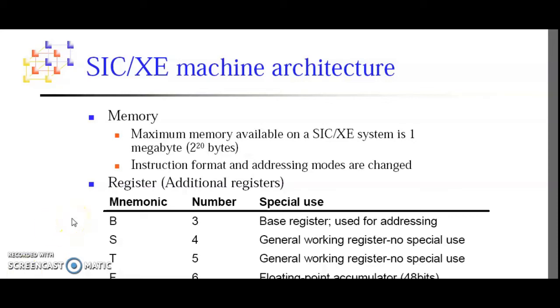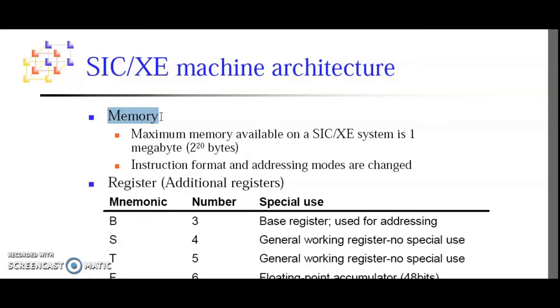Today in this class we will be dealing with the architecture of SIC machine as well as its programming concepts. When we dealt with SIC machine, we studied memory, registers, instruction types, addressing modes, etc. Similarly, in this also we need to know about the memory, registers, etc. So we are starting with memory.